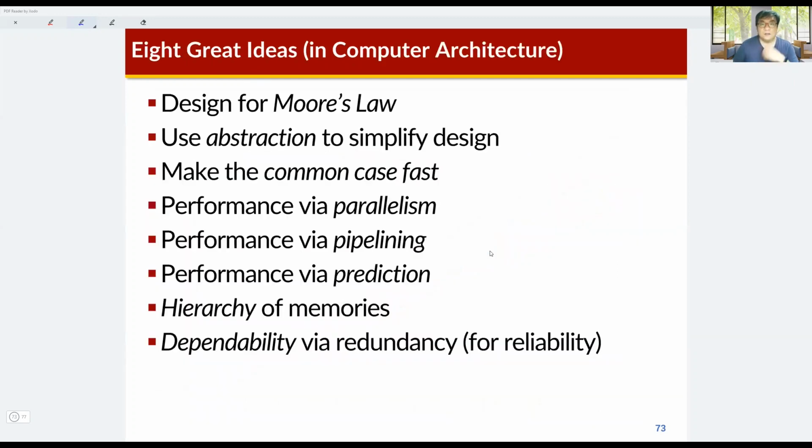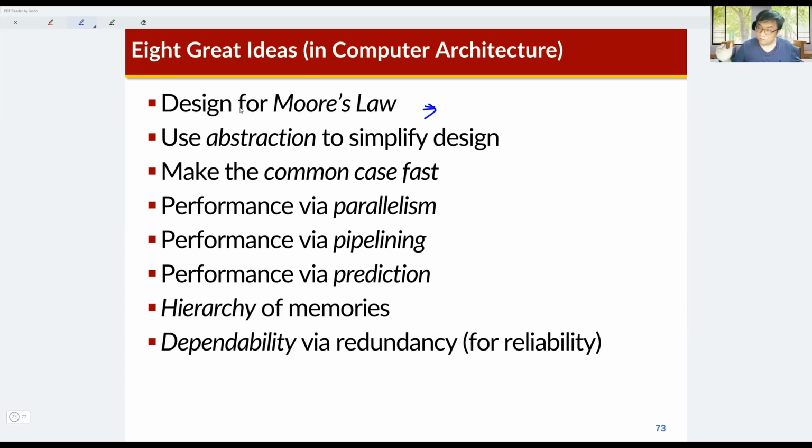Okay, so let's see the 8 great ideas. You can find these 8 great ideas in the textbook. Computer architects developed the computer processor based on these 8 great ideas. The first idea is design for Moore's law. I said that Moore's law is a very important law in the semiconductor technology and CPU industry. So the first idea is design for Moore's law.